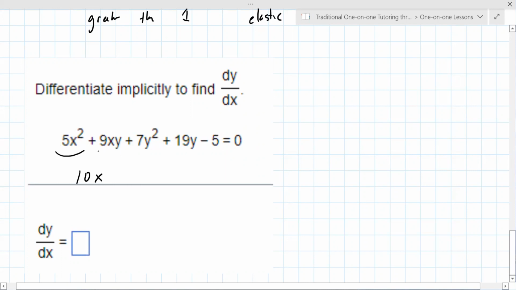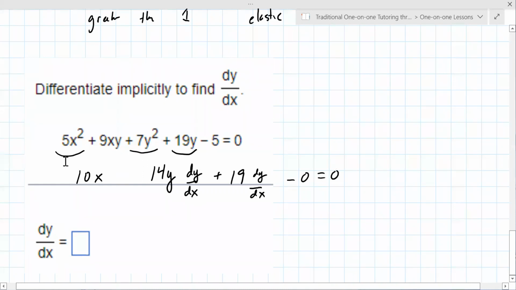So we're going to come back to the 9xy for a moment. The derivative of 7y squared, you use the power rule, so it's 14y, but whenever you take a derivative with respect to y now, you add a dy/dx. Okay, so it's a little bit of a wrinkle. So now when you look at 19y, if it was 19x, the derivative would be 19. But whenever you see a y, it's now 19 dy/dx. And the derivative of -5 is 0.